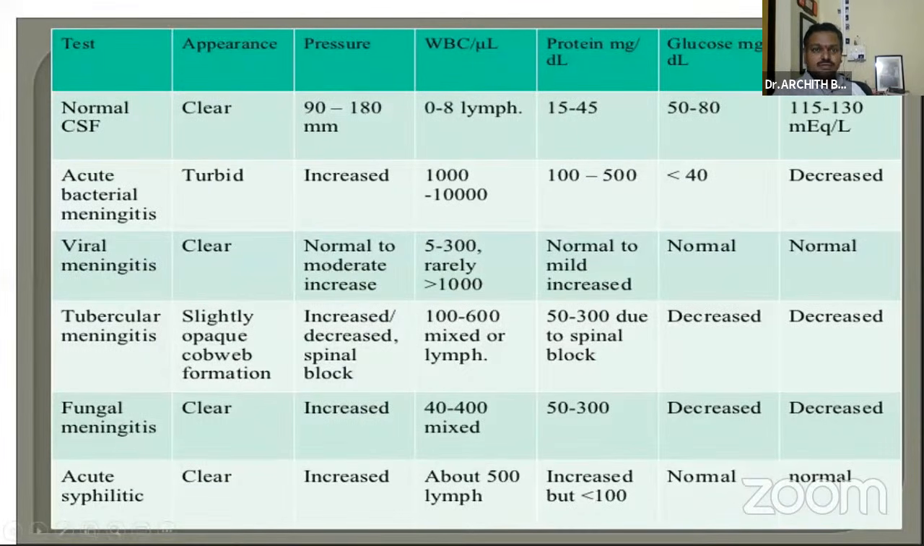Okay, so what is the finding that you get in GB syndrome? Albuminocytological dissociation. Why do you get that, and what do you mean by that? Due to demyelination, protein is more in the CSF. Which part is demyelinated? It's not the nerves, it's the nerve roots, the radicals, that get demyelinated, and that increases the protein. So there are no cells, only the protein is elevated.